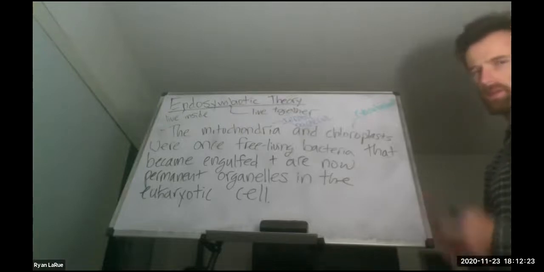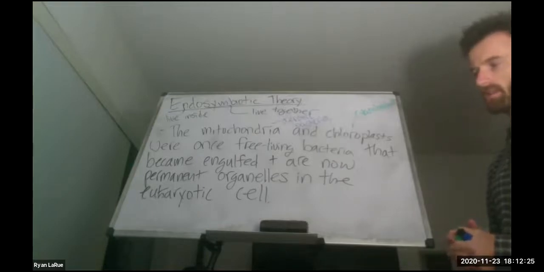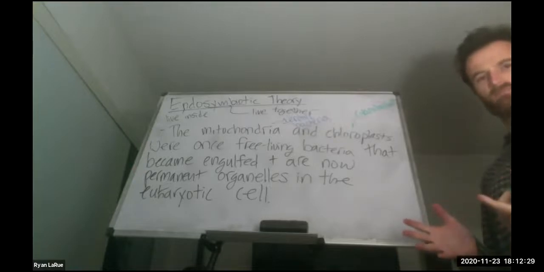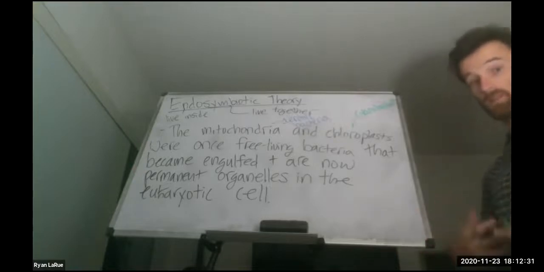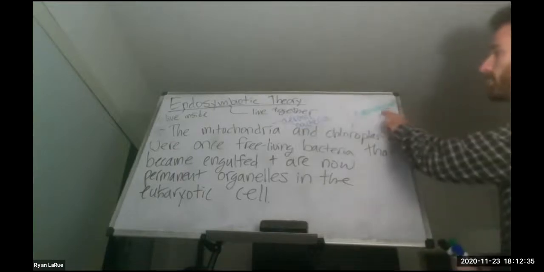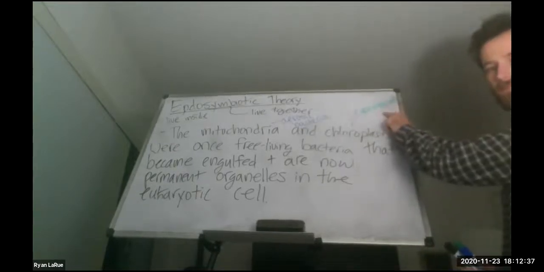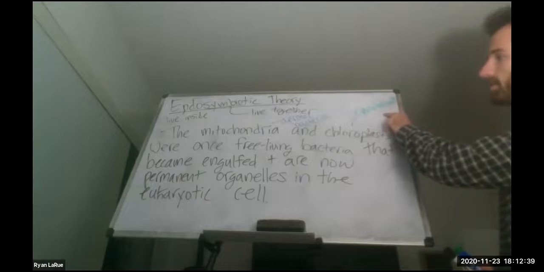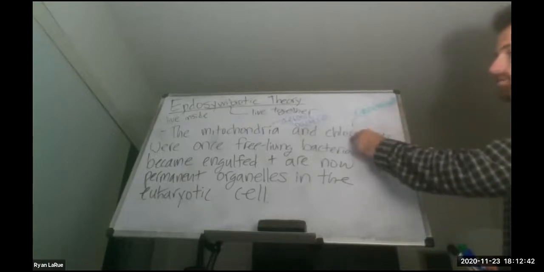Now, how do we know this? That's another important thing I want to teach you guys. How do we know this happened and that these were once bacteria-like organisms within our cells, right? What does it say in green? Oh, cyanobacteria. Yeah, cyanobacteria. Those are the chloroplasts.